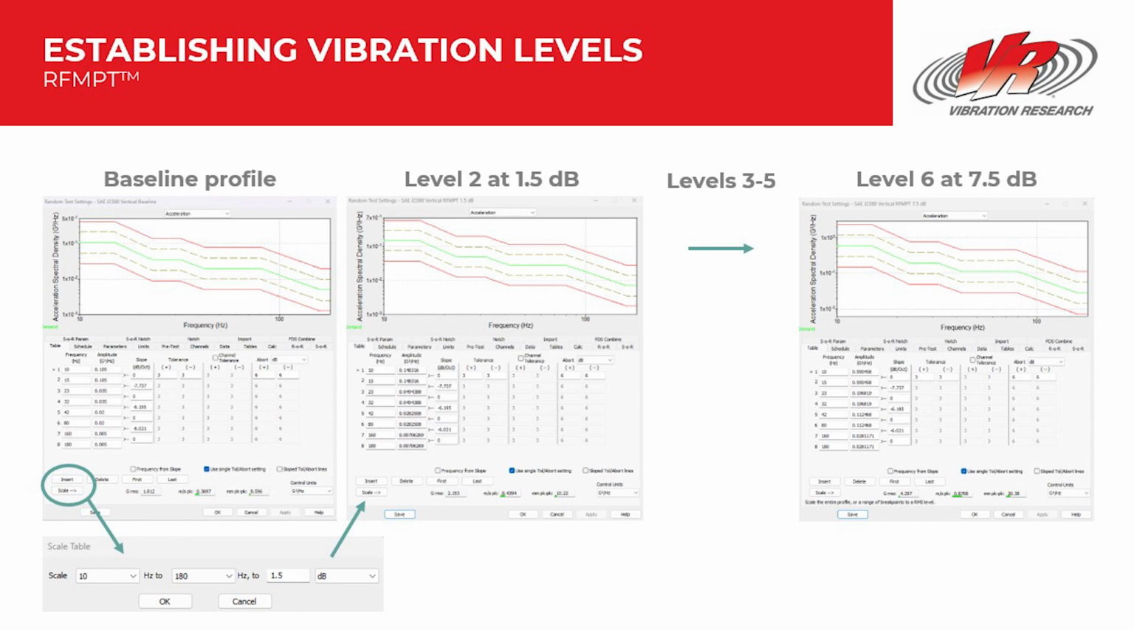And in the Vibration View software, we can use this scaling, and we have a choice over here. You can pick dB, and in this case, I want 1.5 dB, and it produces over here a new set of breakpoints, a new GRMS level. And we can continue that as far as we need to. In this case, for illustration purposes at least, I went out to level 6 at 7.5 dB.